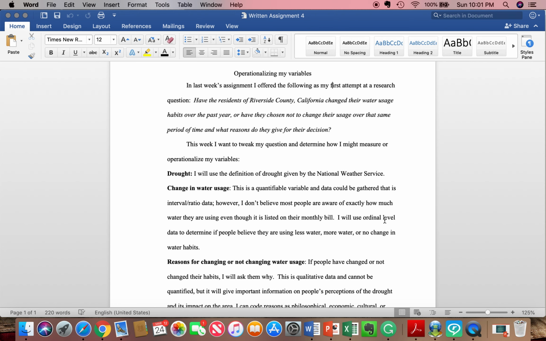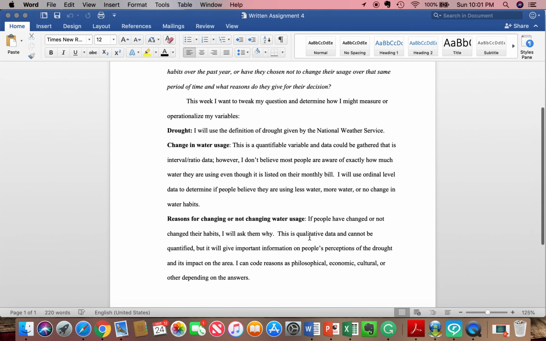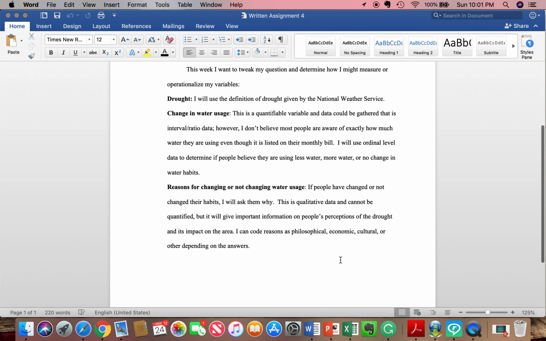I use ordinal level data to determine if people believe they are using less, more, or no change. Remember, that would be an order. That's the definition of ordinal. There's a definite process, an order between these three. Then the second type of question: if people have not changed their habits, I ask them why. This is a qualitative data response, because once again, they're going to give me a description.